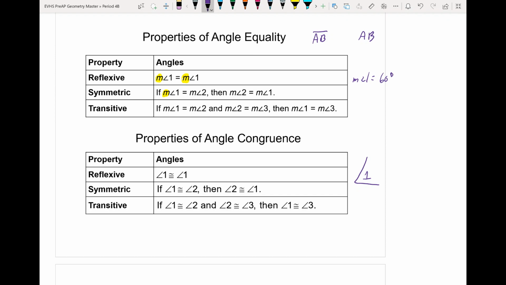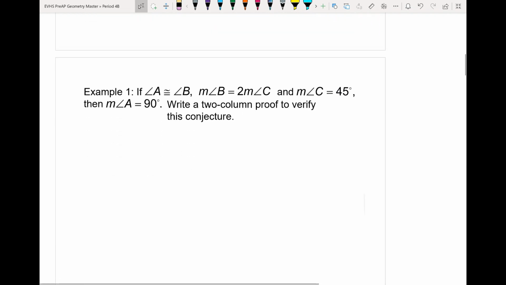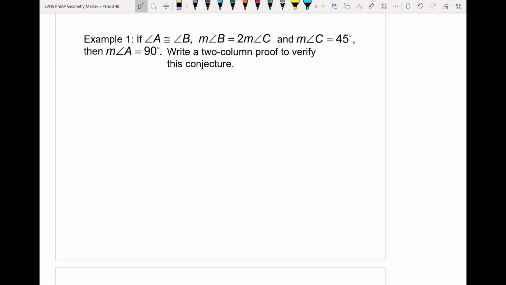The way we convert from congruent angles to equal measures is by the definition of congruent angles, and you'll see that as we go through. All right, let's do our first example here. If angle A is congruent to angle B, let's go ahead and draw our pictures. I've got angle A and angle B, and those two are congruent. And the measure of angle B is 2 times the measure of angle C.